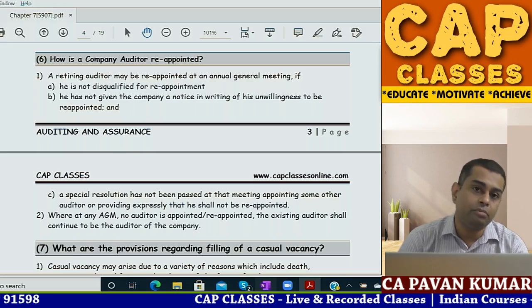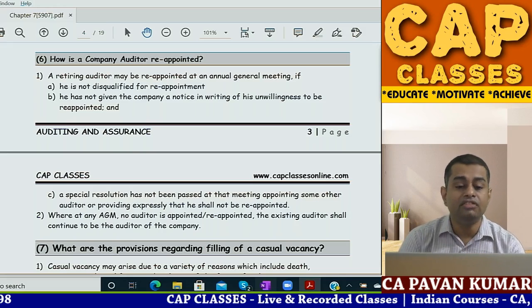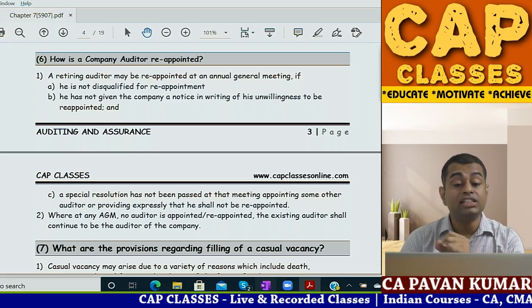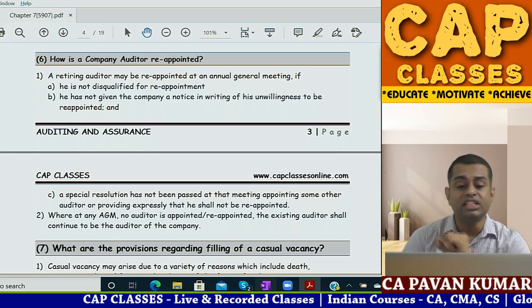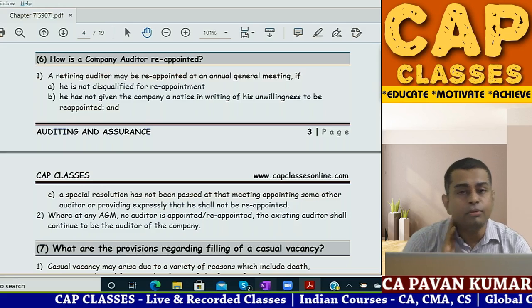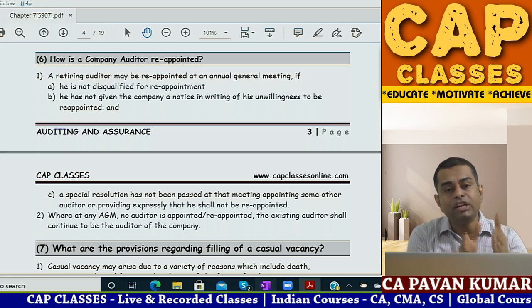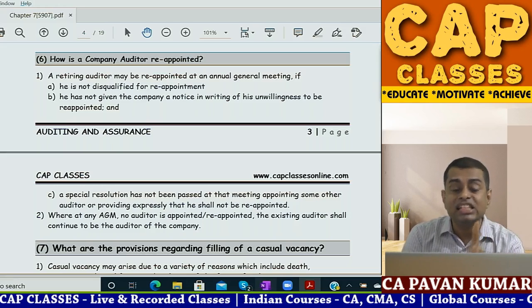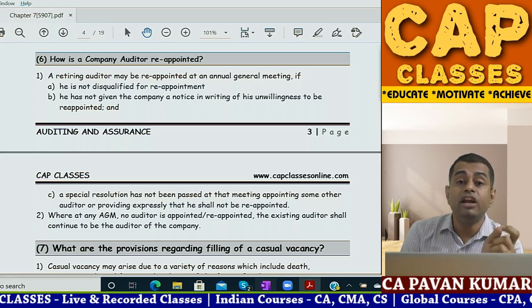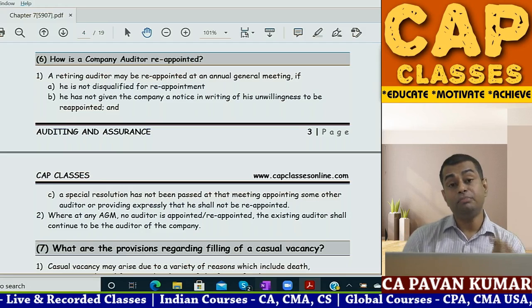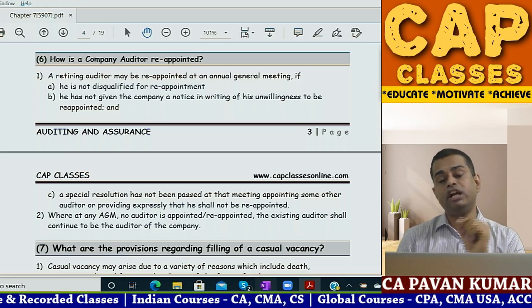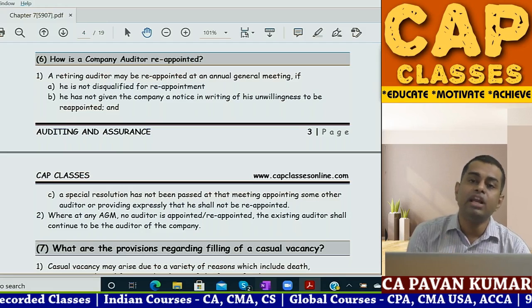So they cannot appoint me for reappointment. Then the third one is that a special resolution has not been passed at the meeting appointing some other auditor or providing expressly that the auditor shall not be reappointed. So the members of the company have passed a special resolution: we will not reappoint our existing auditors A and company. In the place of A and company, we want to appoint B and company. Now A and company cannot be reappointed.